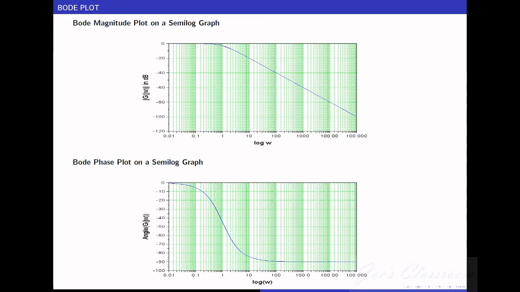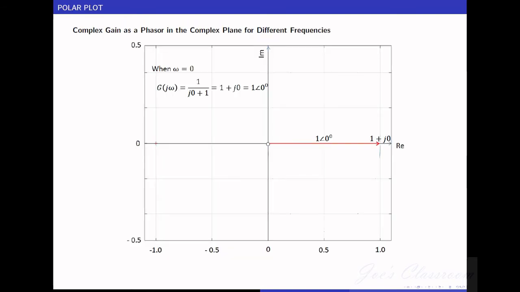So this is the third plot, that is the magnitude in decibels and the phase angle plotted against the frequency on a logarithmic scale. Fourth plot, very widely used in control systems, is the polar plot. Let us try to understand what is this polar plot.